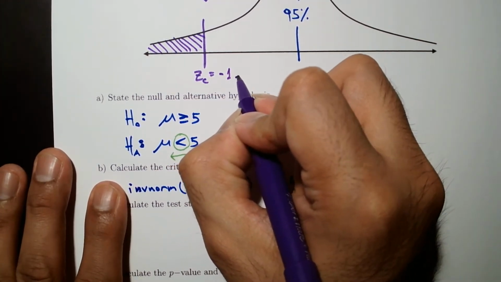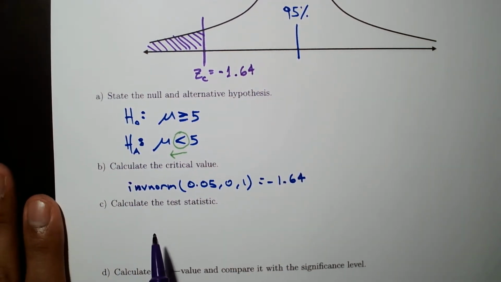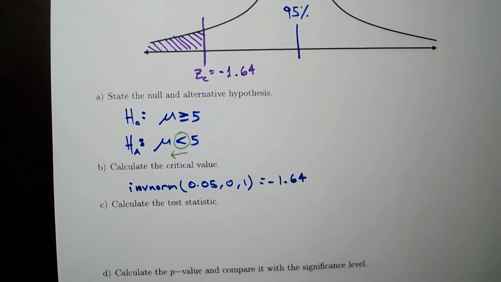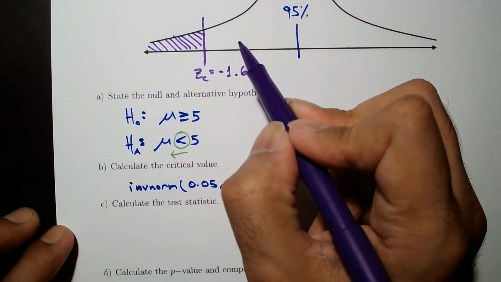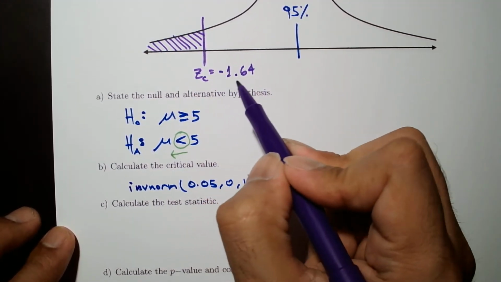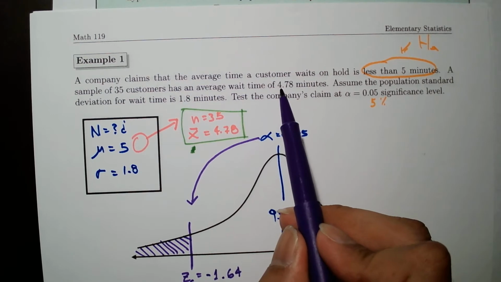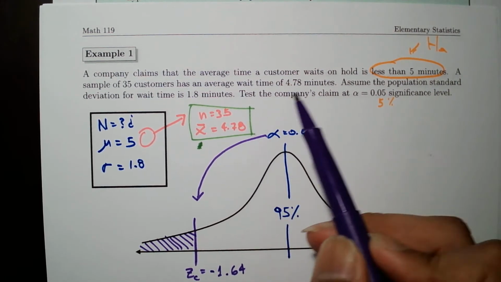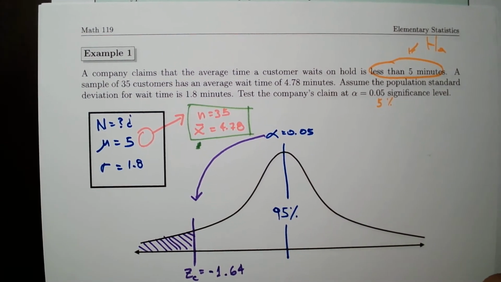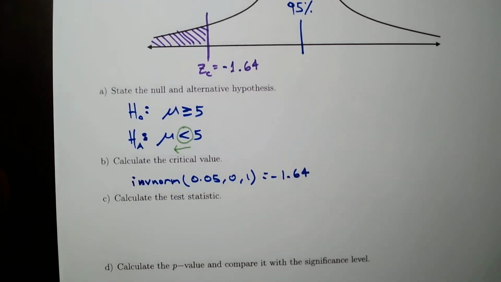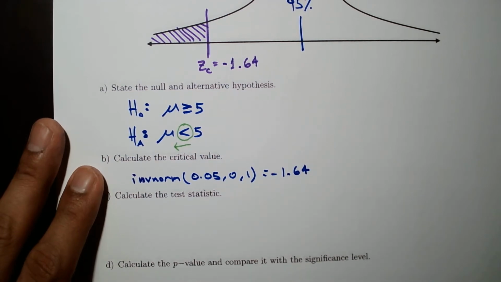Negative 1.64. So we are going to calculate the test statistic using the formula that we got from the previous page. And I'm going to write again: if our test statistic falls within this region, that is, we get a number that is greater than negative 1.64, then we fail to reject. And despite this 4.78 being smaller than 5, this doesn't prove anything. Maybe our sample was not representative, so we need to do something else. We need to obtain newer data.